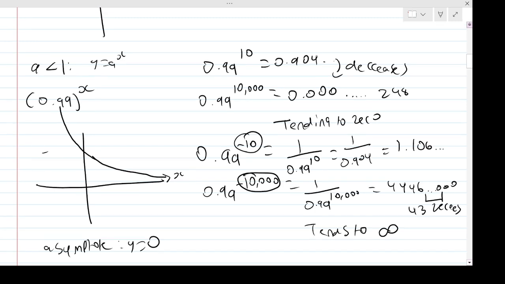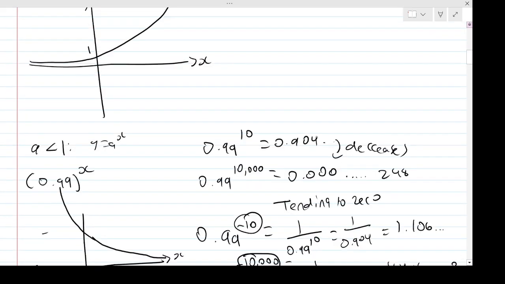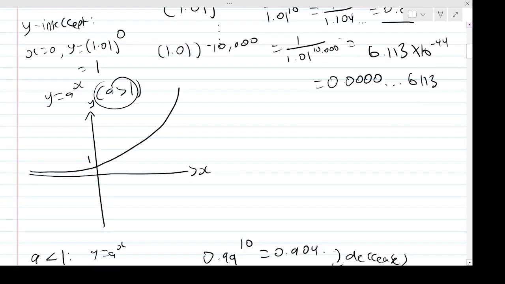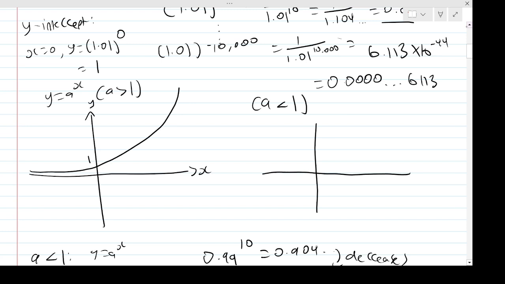So if I draw that graph and compare it with when a was greater than 1, if I then do a less than 1, the graph is kind of reflected, right? So it looks a bit like this. And there we are. Okay, so you can see that the two graphs are kind of reflected in the y-axis there. You need to be aware of the distinction when the base a is greater than 1 and when it's less than 1. Okay, so yes, you need to remember the graph of a to the power x when a is greater than 1 and when a is less than 1.